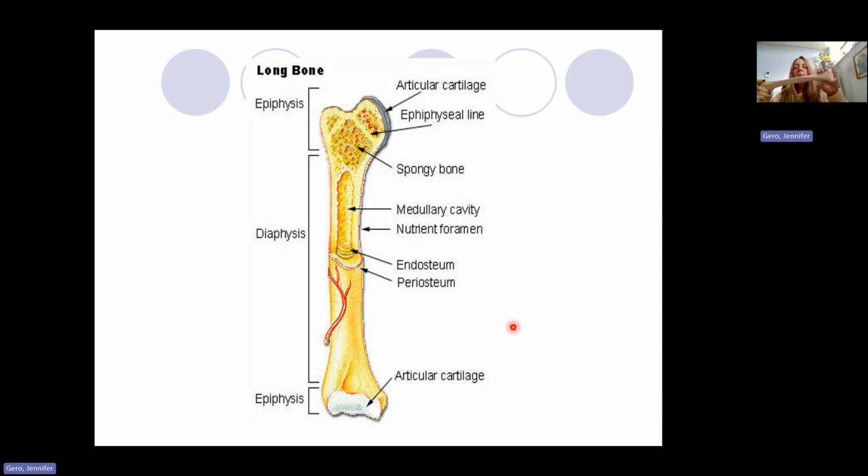And just for point, the majority of the shaft is going to be compact bone, with the epiphyses being spongy bone. There is some spongy bone in the middle of a bone, all right, which is there's a medullary cavity inside of the bone. The medulla means the inside. So there's a medullary cavity on the inside. There is some spongy bone in there, but predominantly the shaft is going to be compact bone. The ends are going to be made out of spongy bone.